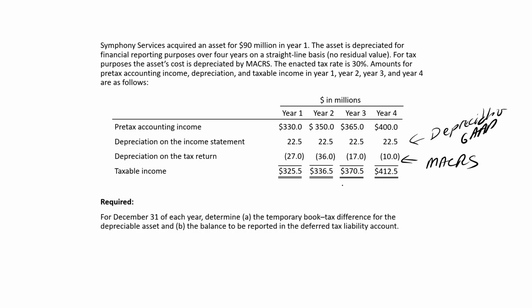Now, for December 31st of each year, determine the temporary book-to-tax differences for the depreciable asset and the balance to be reported in the deferred tax liability account. Okay, so let's take a look. Now, hopefully you're thinking to yourself already that whatever that difference is that we're going to figure out is related to the differences between these two numbers in each year. Okay, that is what's driving the amount of our deferred tax liability.